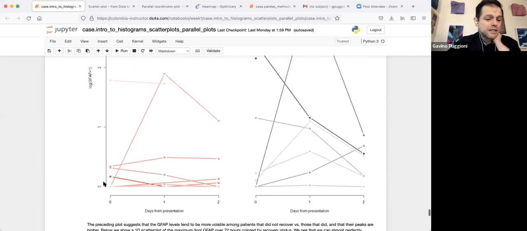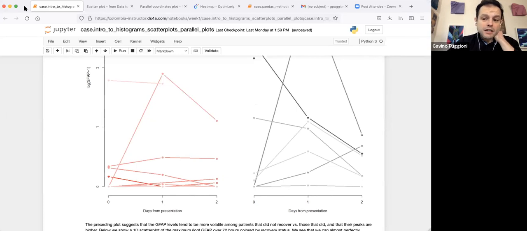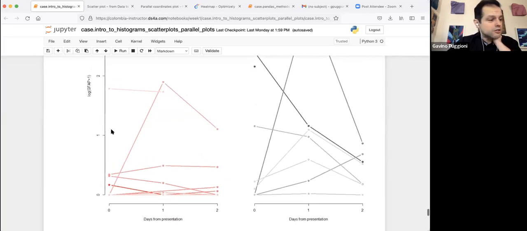You might have cases like this particular one where the GFAP went up and the dog ended up recovering anyway. But again, we have a very small sample size, and so it could be a particularly young dog.